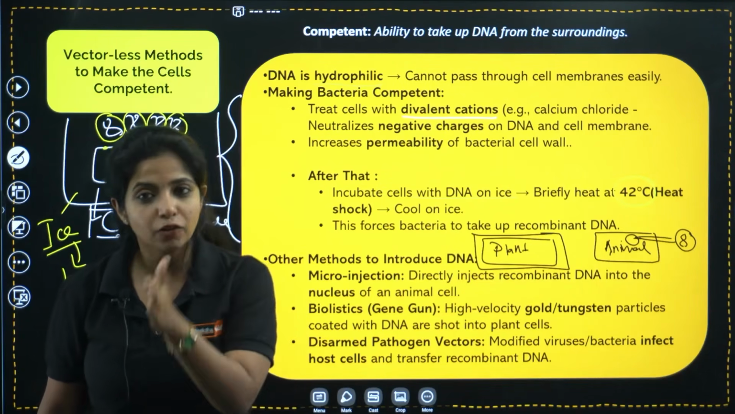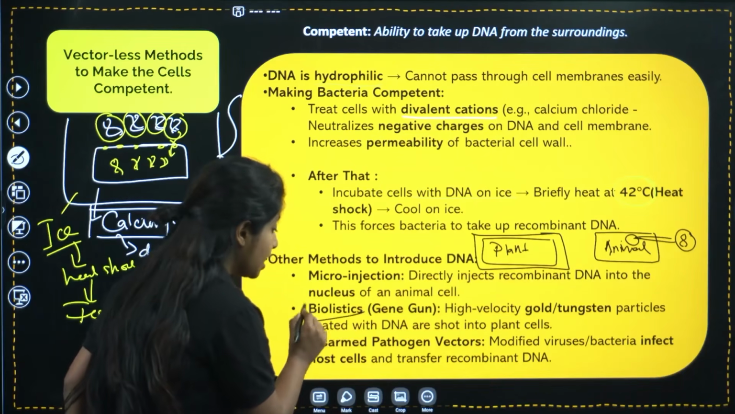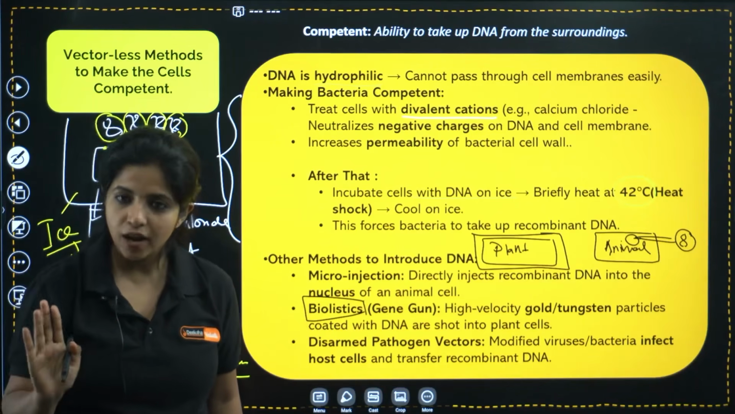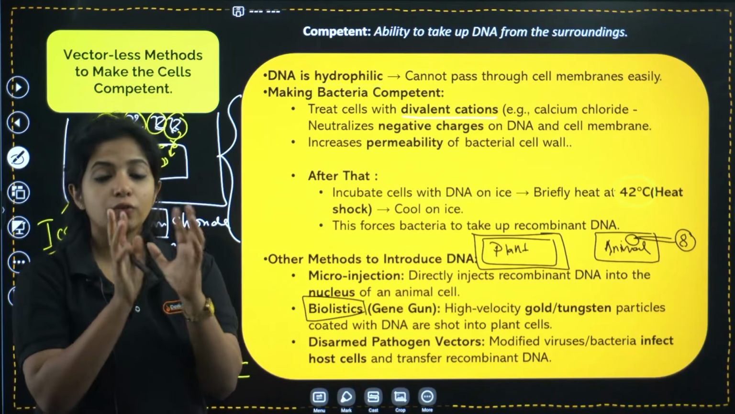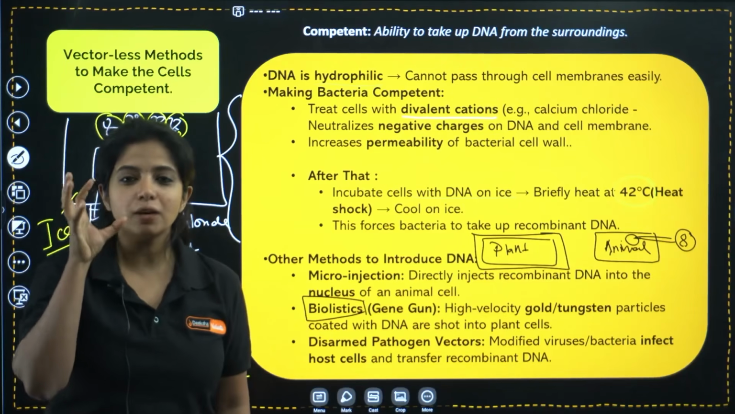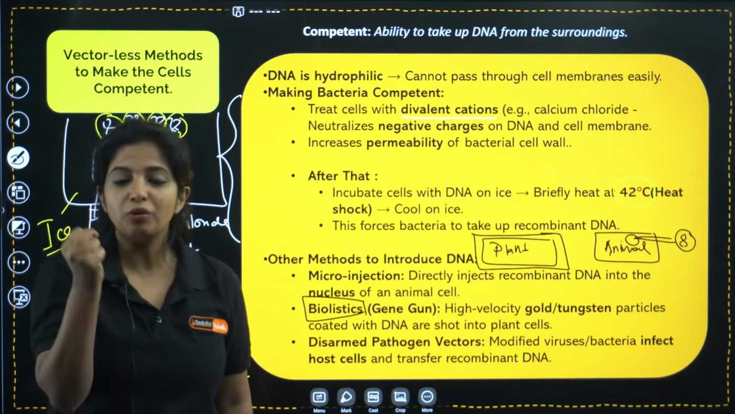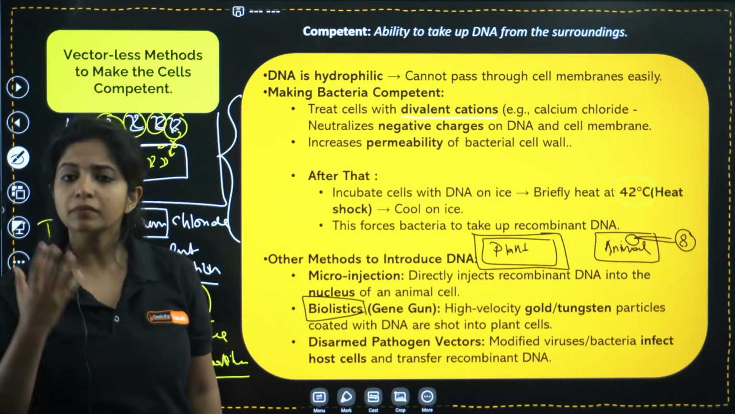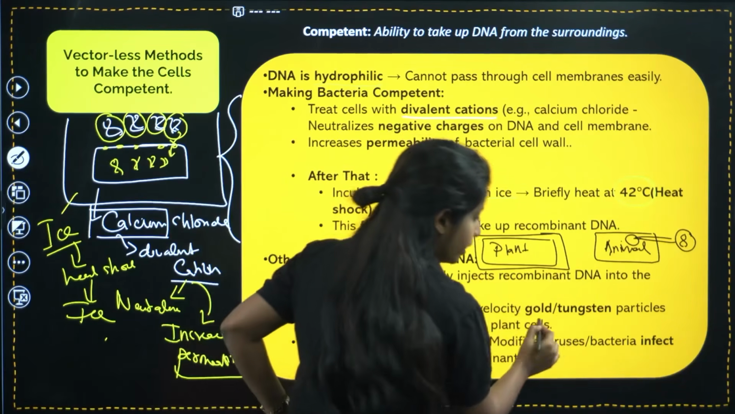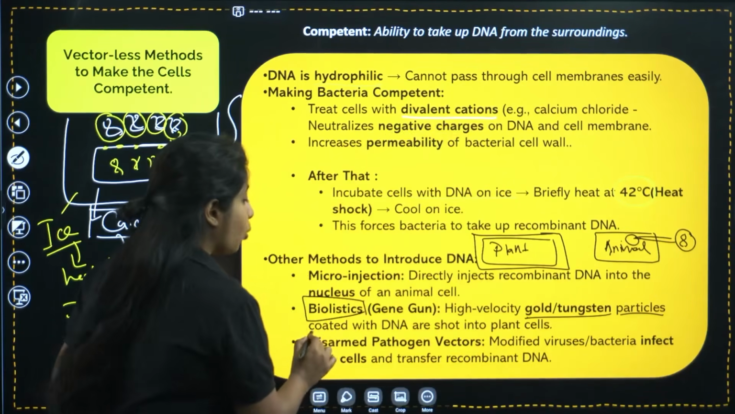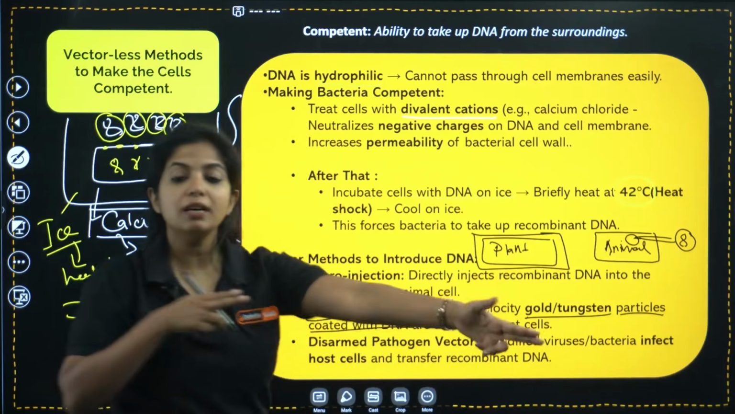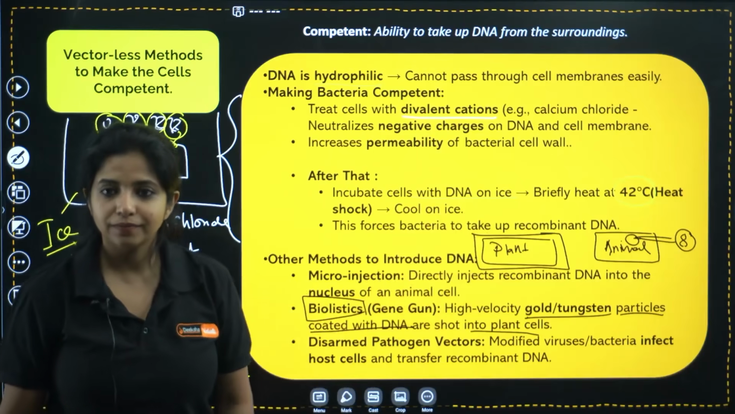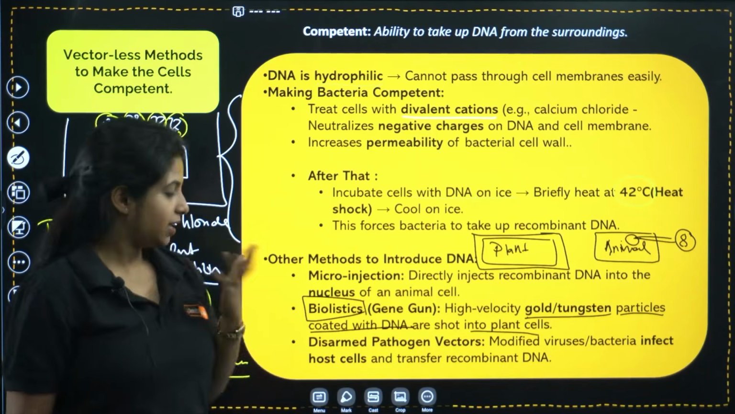And you have another name for the same thing. You also call this biolistic, and this is what children usually forget. So biolistic and gene gun is the same thing itself. But what are you going to do? You are going to put in some gold and tungsten particles which are wrapped up with our DNA, and my dear children, you put it with high velocity inside the plant cell. So high velocity gold and tungsten, please do not forget, particles coated with the DNA are shot into the plant cell because it has a cell wall. It cannot undergo the micro-injection method. Got it? That's the only thing.